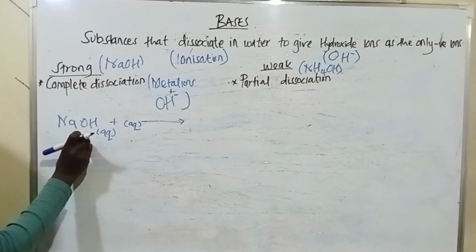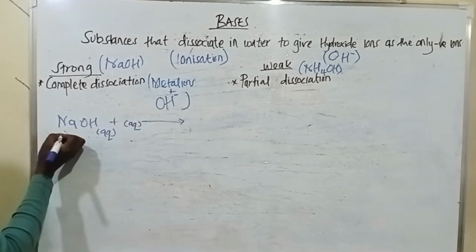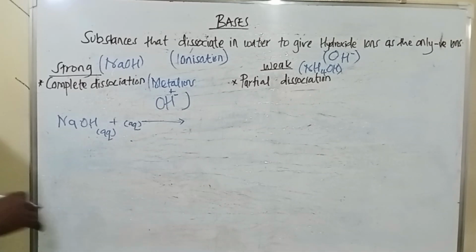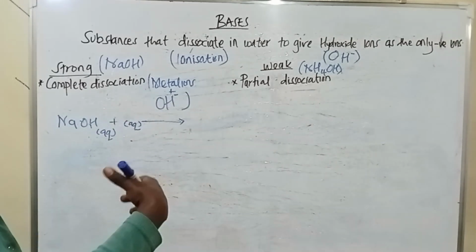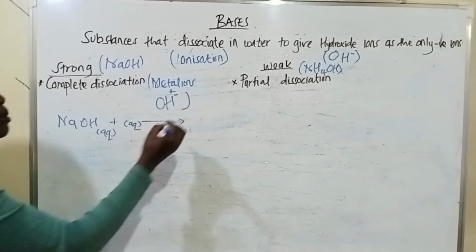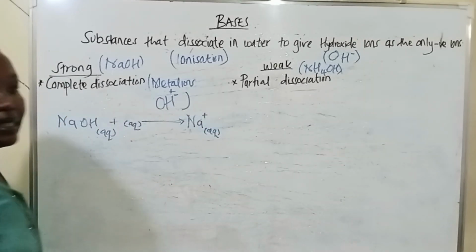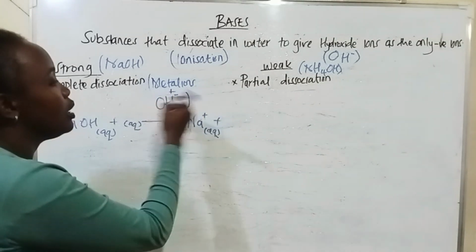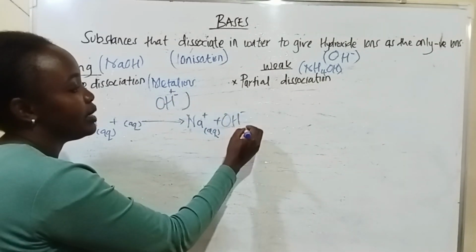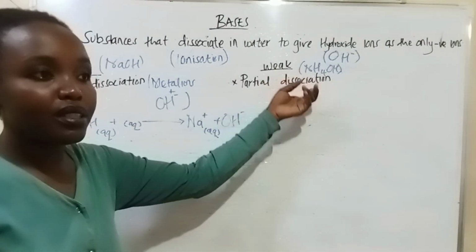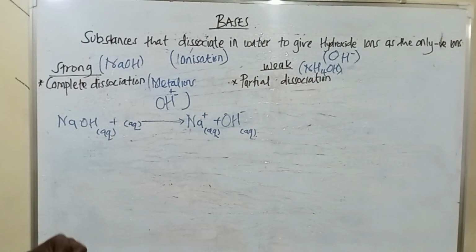So here we have sodium hydroxide. So the metal ions are going to be sodium ions. Okay. So if it was potassium hydroxide, we would have had potassium ions. So that is the metal ions. So you're going to form your metal ions, state symbol is still aqueous, plus your hydroxide ions. Now, if you're talking about ammonium hydroxide, we're saying you're going to have partial dissociation.